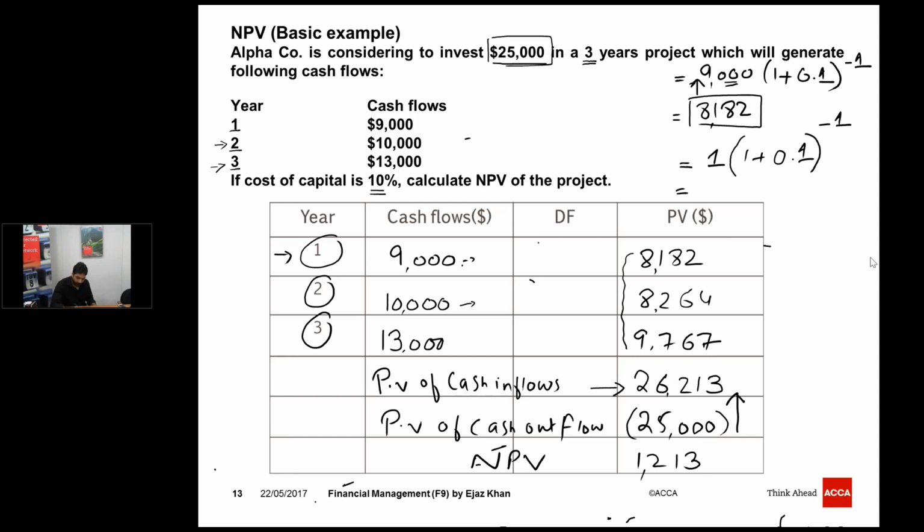Can you calculate the present value of this $1 for me? Anyone can calculate? Can anyone calculate the present value of $1 for me?